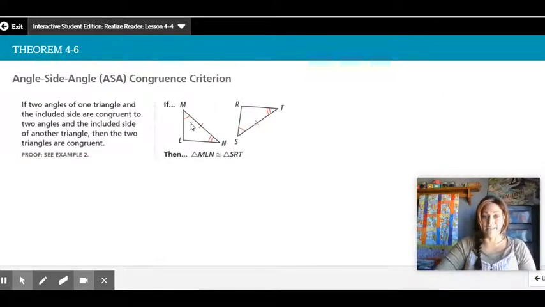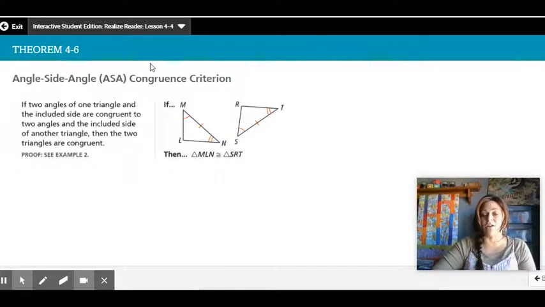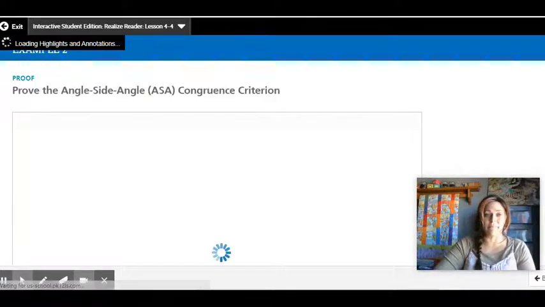Here's the rule, angle, side, angle. It explains that if two angles of one triangle are congruent to two angles of the other triangle, and the side between them is the same, then the entire triangles are congruent. Both triangles are congruent by the ASA criteria.